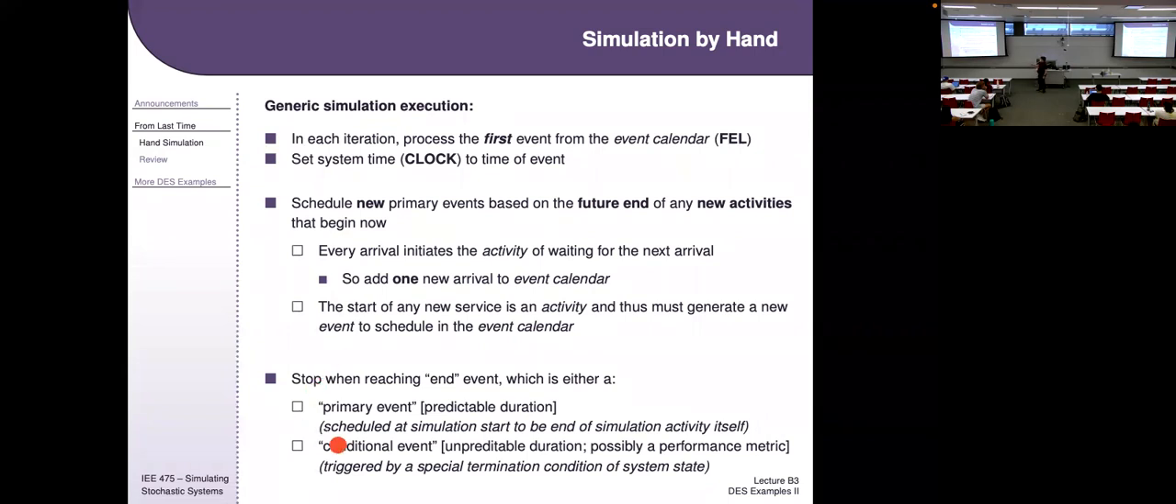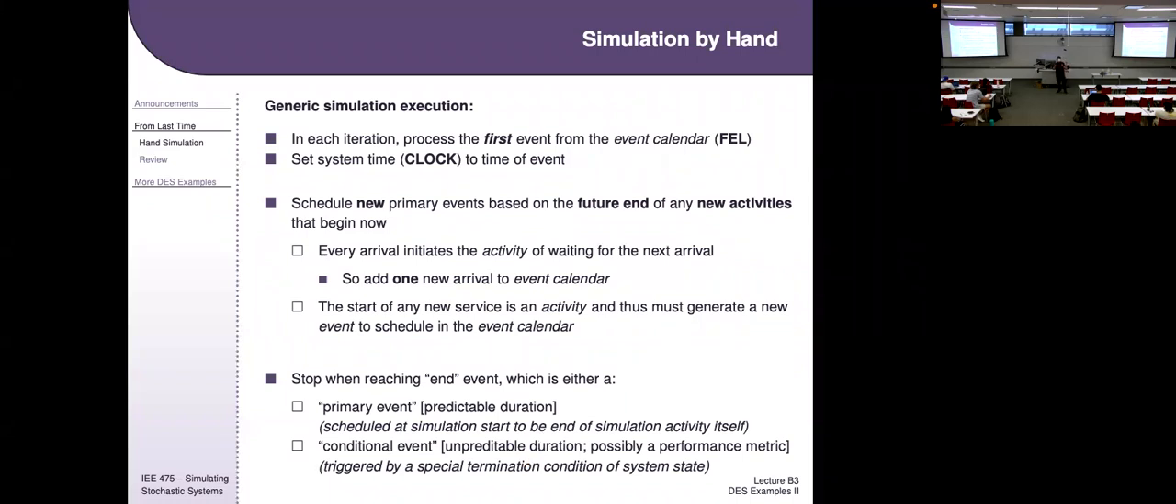Now we can also, in Arena or other systems, schedule conditional events as the ends. In other words, we can say, run until there are no customers left in this queue, for example. We may not know how long that will take. But we can have that conditional event that at the condition when all of the customers in this queue go to 0, that's when the simulation stops. And when you do that, that's an unpredictable duration, and you can actually use that as an output. So that unpredictable duration, that's kind of like a delay.